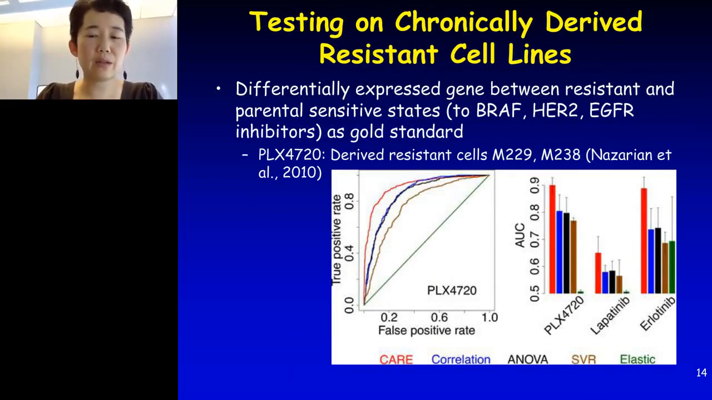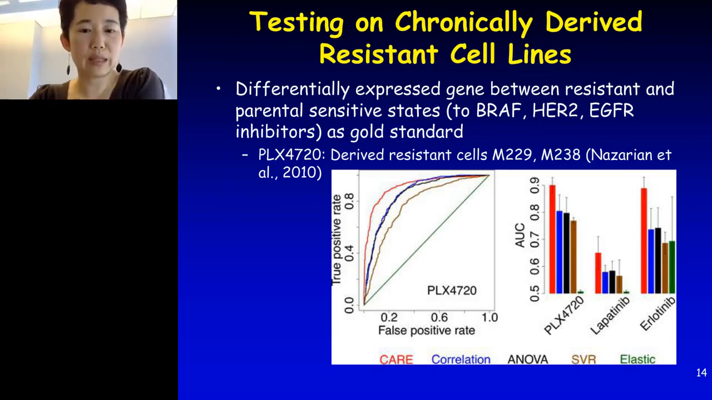And so as a gold standard to see how well this works, we look at cells that were initially a sensitive cell line, and over time, when treated with the drug, the cells become resistant. We compare the gene expression differences between the resistant line and the sensitive line, look at those differential genes, and use them as our gold standard to see among the CARE scores that are really high or low. We can also rank the genes by the CARE score, and see whether we can recover those genes that are differentially expressed between the sensitive and resistant line.